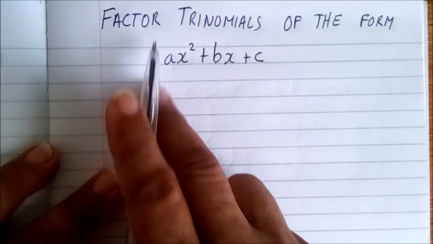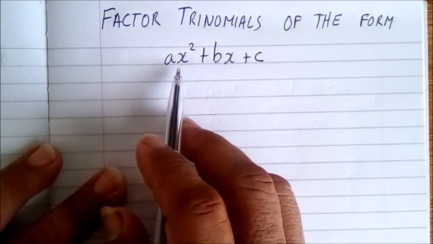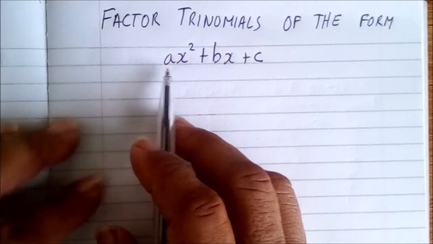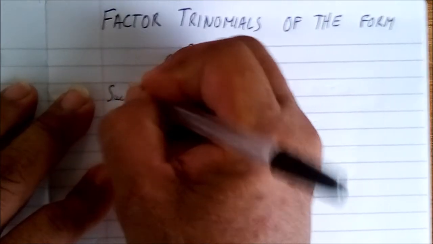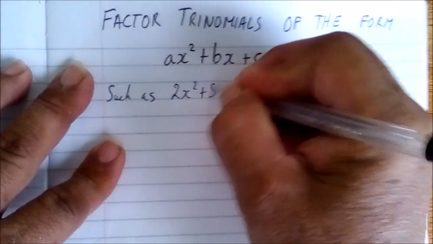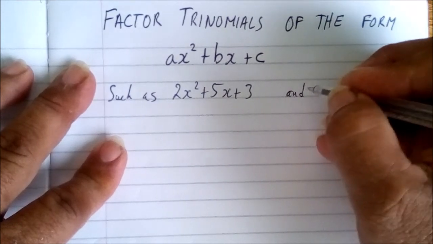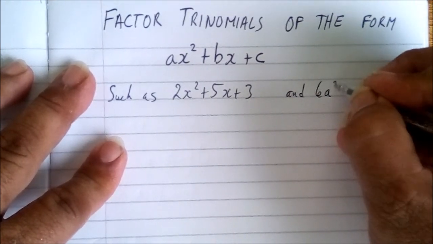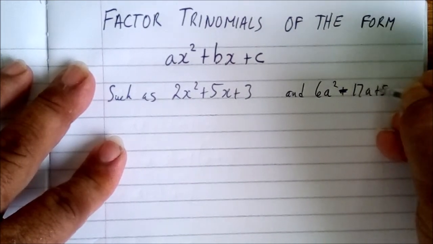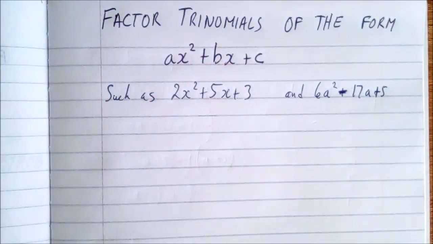Okay, in this topic we'll be learning about factoring trinomials of the form ax squared plus bx plus c. Here, if you notice, there is a value other than 1 in front of the x squared. We'll be talking of trinomials such as 2x squared plus 5x plus 3, and another example is 6a squared minus 17a plus 5. We will be talking of two trinomials like that as examples so that we can see how this works. So how do we factor it out?